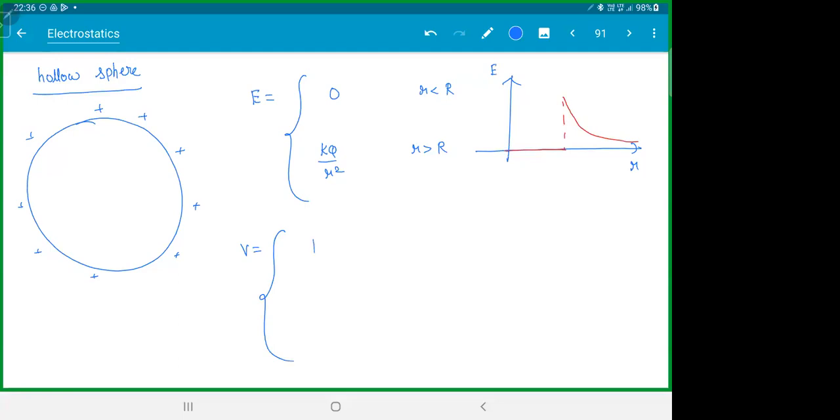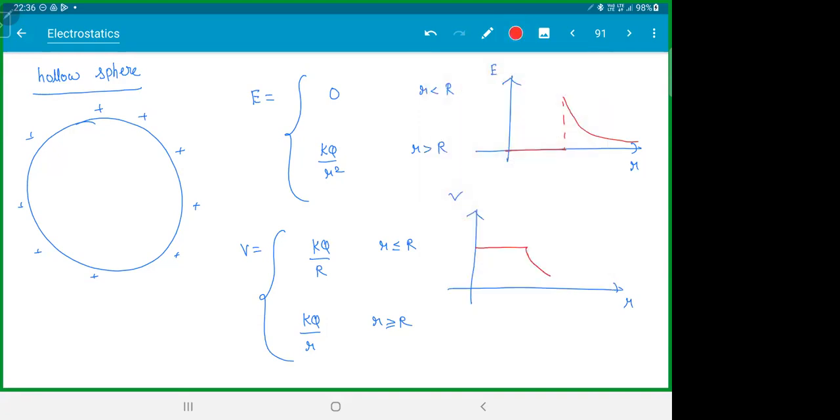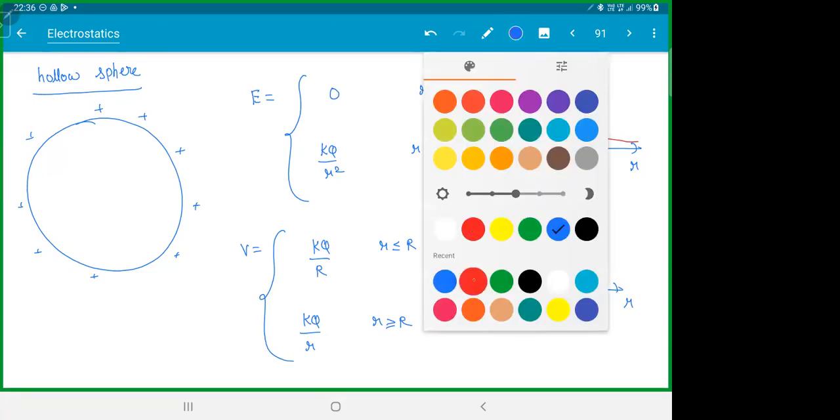If you look at the potential, it is KQ by capital R. Outside it behaves like a point charge. So outside is always easy, right? Outside it always behaves like a point charge. If you try to plot this graph, V versus R, I think you should note down this actually. Put it up. Tomorrow we'll be doing questions based on this. This is the hollow spherical results, field and potential.